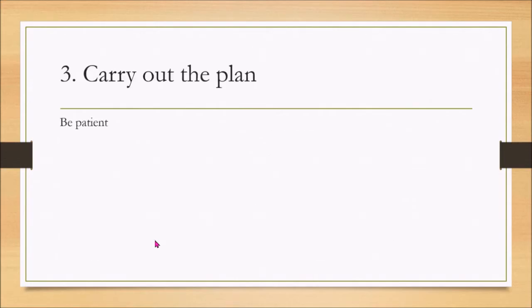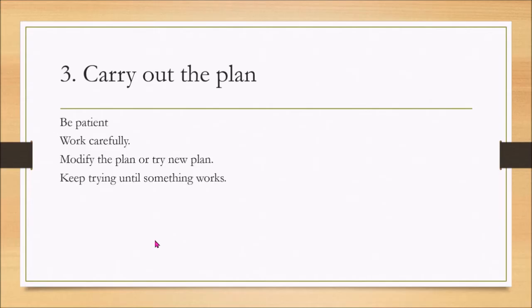To carry out a plan, from your formula, from your illustrations, drawing, graphing, something like that, you're going to be patient while working, while acting on it. While working from your devised plan, you're going to work carefully as well as patiently. Then we're going to modify the plan, or try a new plan. Then we keep trying until something works.